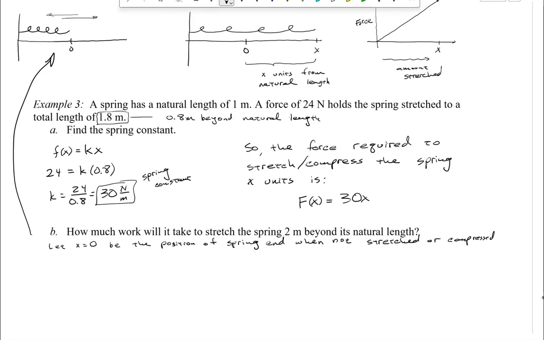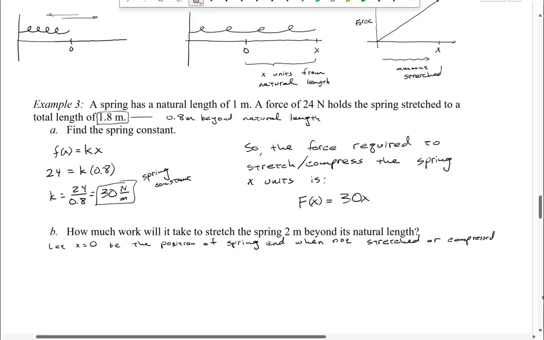So we want to find the work done by F on the spring from x equals 0 meters to x equals 2 meters.